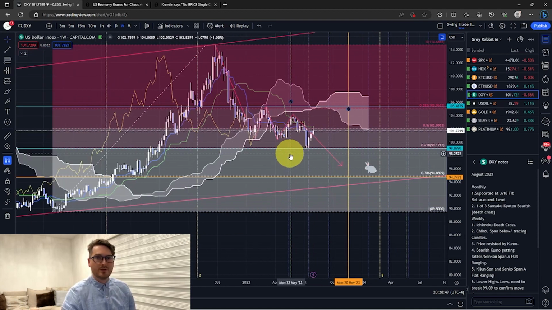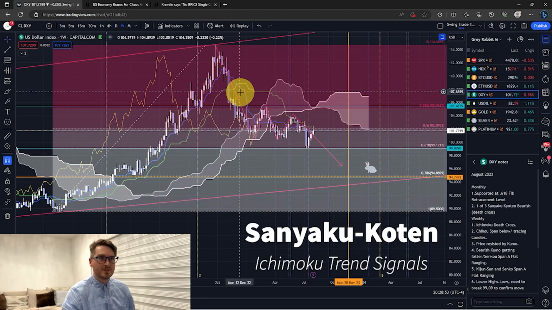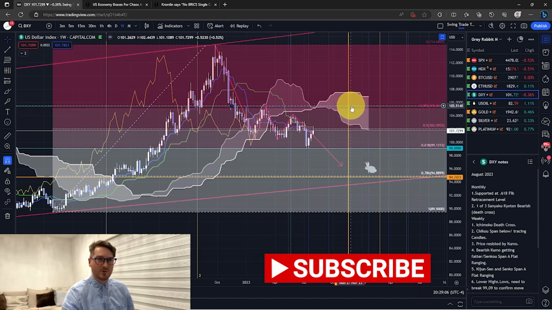Okay guys, we're here on the weekly chart, and you can see that we had an Ichimoku death cross, we have the Chikou span below the candles, and we had price break through Senkou span B, and now we've formed a nice gigantic structure for this bearish Kumo cloud. This is a great looking cloud. I'm still expecting price to head further down, just based on the structure of this cloud.